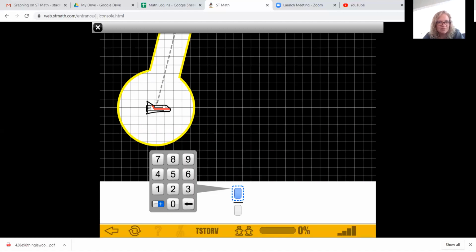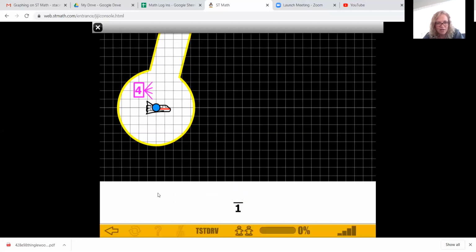So if we start at the space shuttle, and we always do rise first, it has a rise of 1, 2, 3, 4, and then a run of 1. So the rise is +4, and the run is +1.